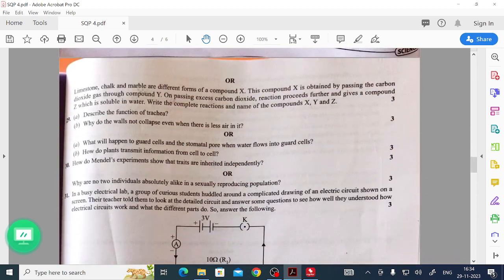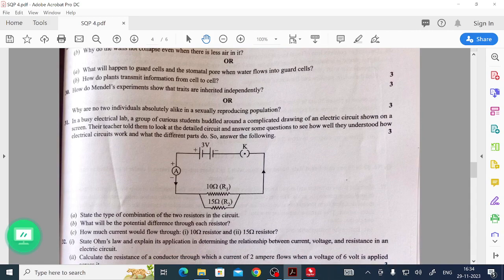So any other question is there? This one.